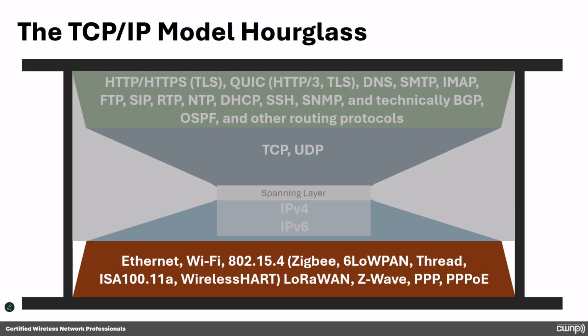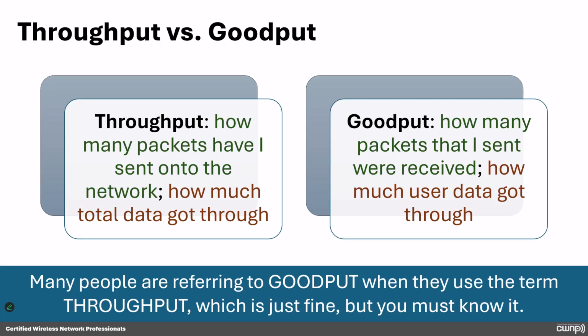Now, a very important thing to keep in mind is that when you're looking at vendor recommendations or test studies, blog posts that people make, research articles, anything like that, and you see the term throughput, you need to know what they mean by that. And sometimes they tell you, sometimes they don't. But there's technically this term goodput, which might be what they mean when they say throughput. So we can define throughput as how many packets have I sent onto the network. Whereas goodput, using that same definition context, would be how many packets that I sent were received. So there's a difference in that perspective.